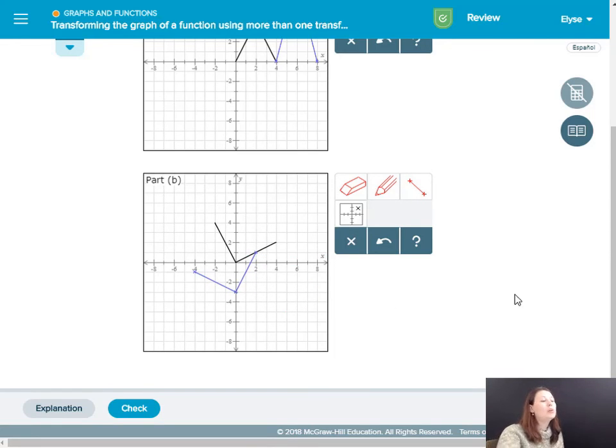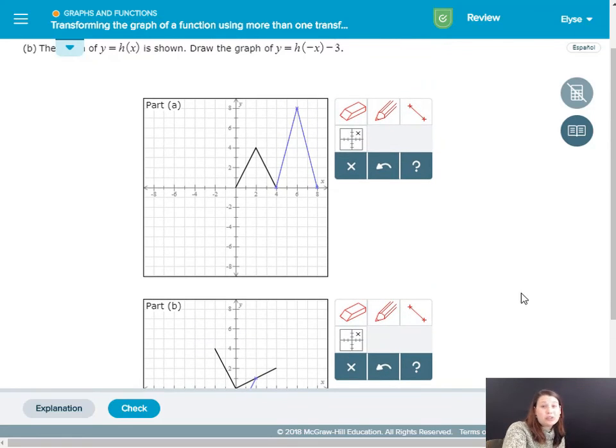Okay, so that is how we use Alex to do transformations. Okay, so that is lesson 2.6.